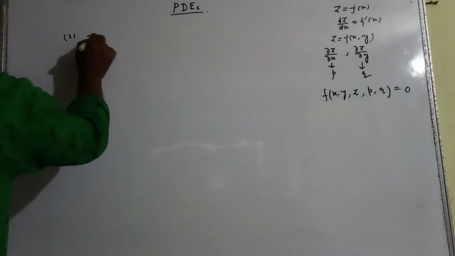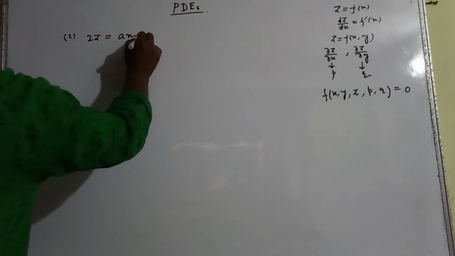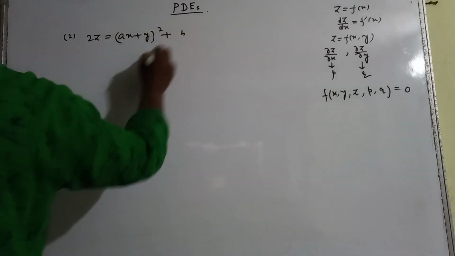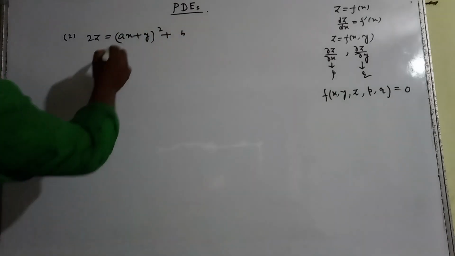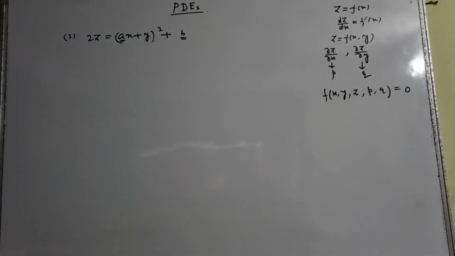Problem 2. 2z equals (ax plus y) whole square plus b. Here the arbitrary constants are a and b. We have to eliminate these arbitrary constants, so we first differentiate partially with respect to x and then y.